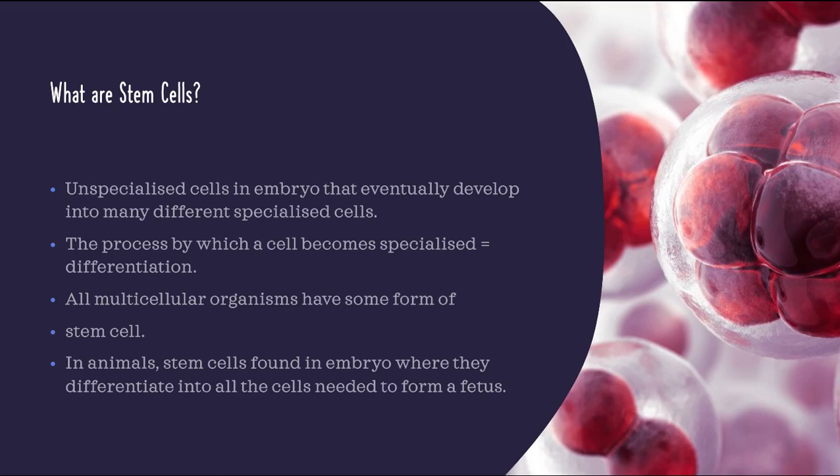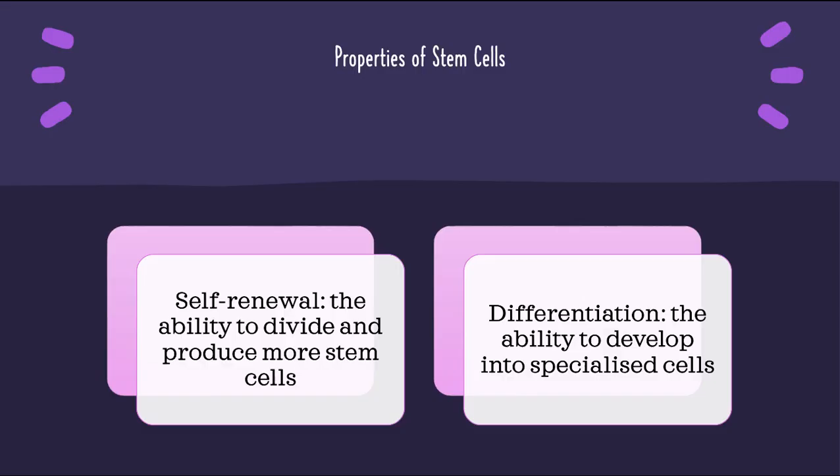In animals, stem cells are found in the embryo, where they differentiate into all the cells needed to form a fetus. In terms of properties of stem cells, they have the ability to self-renew, so they can divide and produce more stem cells. Usually a stem cell divides into two. The daughter cell differentiates into some type of cell, say a skin cell, and the parent cell remains a stem cell. So they can renew themselves and they can differentiate, developing into these specialized cells.